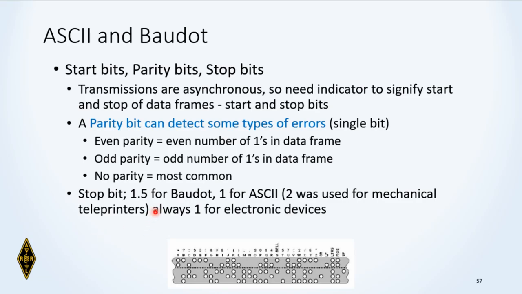So for Baudot, it's 1.5 stop bits. It's 1.5 cycles, or 1.5 spaces. One for ASCII, and this was interesting to me. They use 2 stop bits for mechanical teleprinters. Anytime you set up a digital system today with serial communications, they always ask, how many stop bits, 1 or 2? And I always wondered, well, what's the difference? Why would it care? I had no idea that 2 bits were used for mechanical teleprinters, which of course have gone the way of the dinosaur now, but that was the origin. But for electronic devices, it would be a 1.